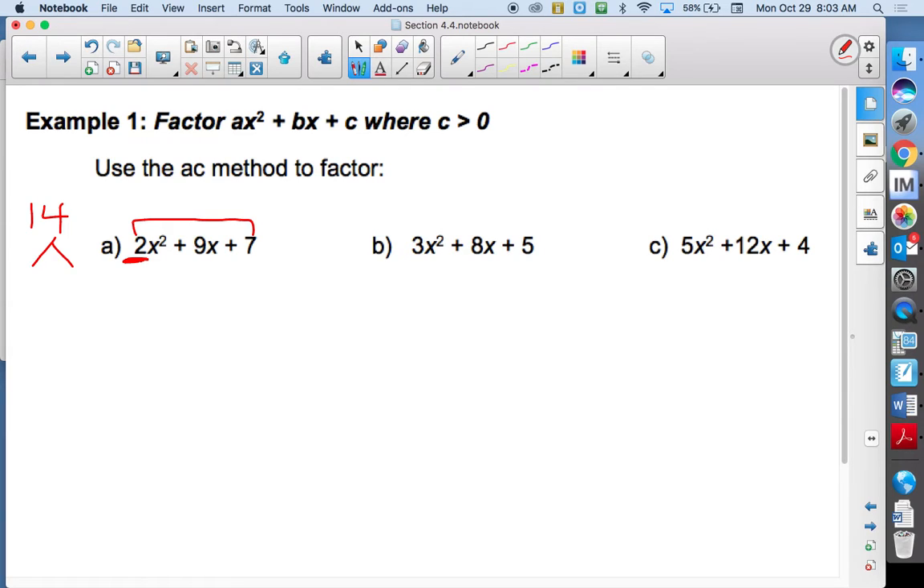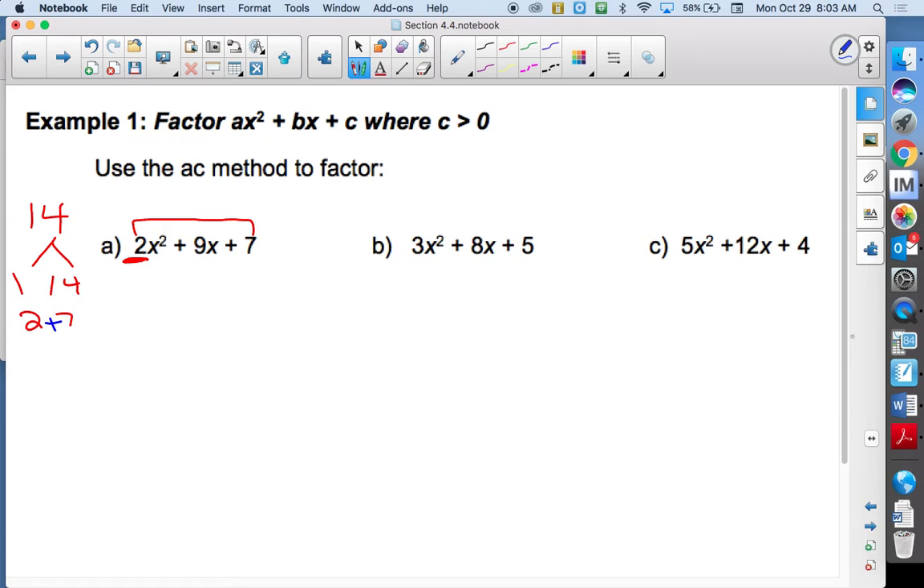We need the 2 numbers that multiply to be 14, but add to be 9. So 1 and 14, 2 and 7. Bram, how would those combine to be 9? 7 and 2. Yeah, 7 and 2. So 7 plus 2 combines to be a positive 9. All right, here's where the next step changes a little bit.